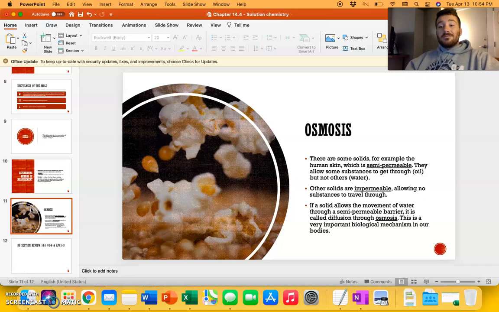Some solids are semi-permeable and allow some water movement. This water movement is called osmosis. And it's very important to our bodies. Let's look at the picture to the left and see why.